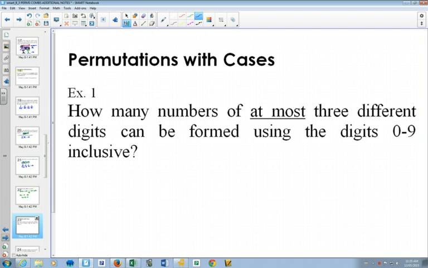Since we're using the digits 0 through 9, we're not going to repeat. We're going to imagine we have 0 through 9, we have one of each, and we're not going to repeat them. I'll be clear on quizzes and tests for that.